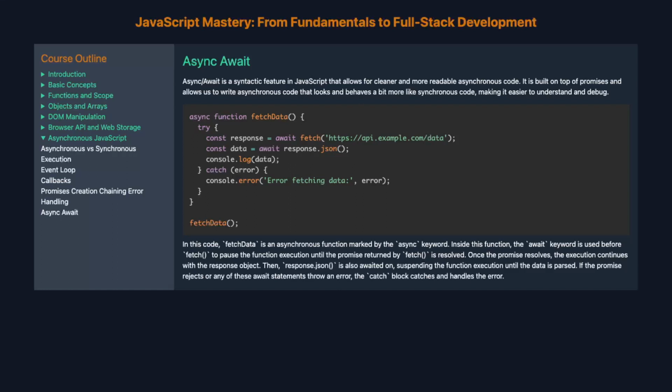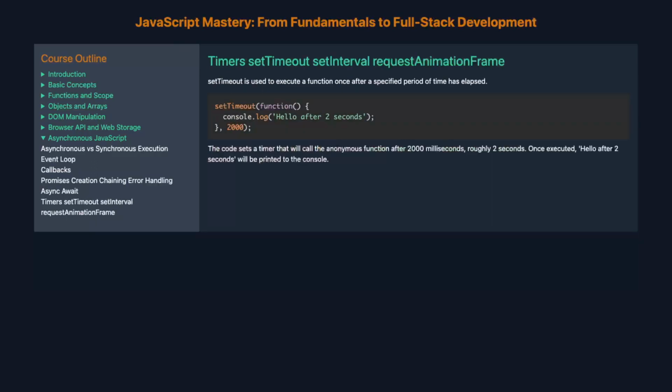Timers: setTimeout, setInterval, requestAnimationFrame. setTimeout is used to execute a function once after a specified period of time has elapsed. The code sets a timer that will call the anonymous function after 2000 milliseconds, roughly 2 seconds. Once executed, hello after 2 seconds will be printed to the console.